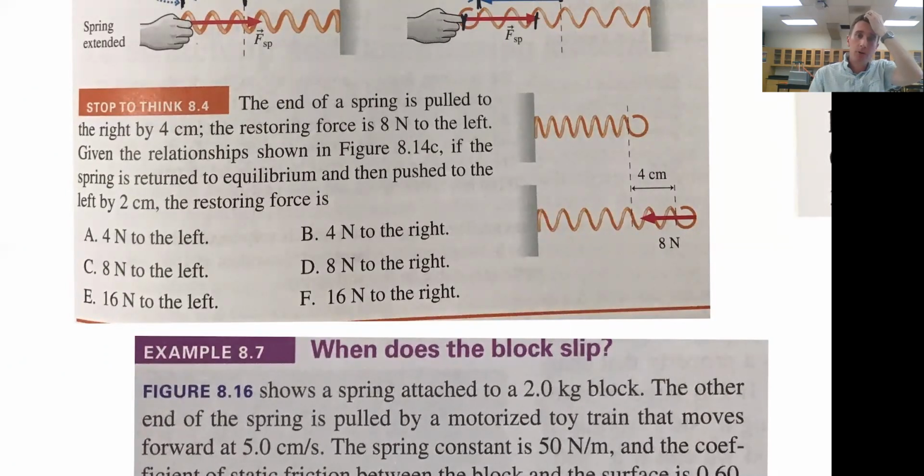The end of a spring is pulled to the right by 4 centimeters. The restoring force is 8 newtons to the left. Given the relationships shown, if the spring is returned to equilibrium and then pushed, excuse me, to the left by 2 centimeters, the restoring force is, okay, so I've moved half the distance. It was 4 centimeters before, and now it's 2 centimeters. So that means it's going to take half the force. It was 8 newtons. Let's see, when I went to the right, it was 8 newtons to the left. Now I'm going to the left by 2, so it's going to be to the right at 4. And that is B, 4 to the right.